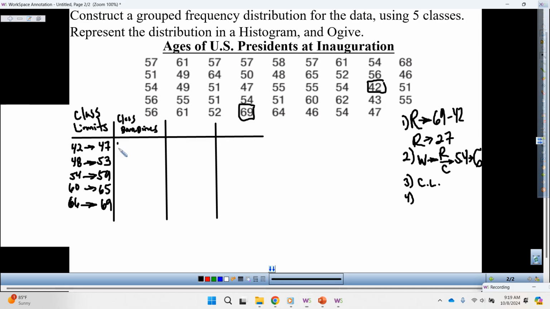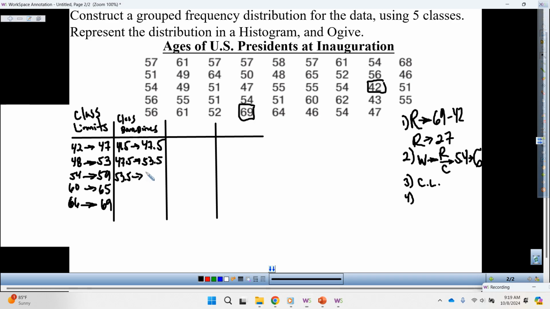So we got 41.5 all the way to 47.5. Tell your neighbor how I got those numbers, please. 41.5 to 47.5. All right, give me the next class boundary, please. Lisa, go. Pass someone. Jessica, next one.